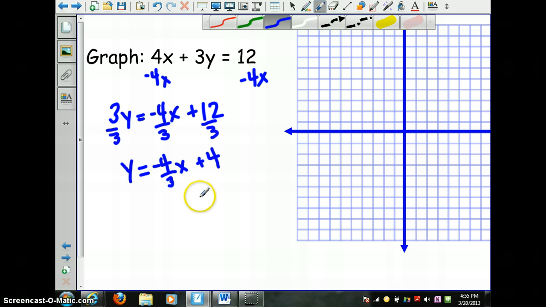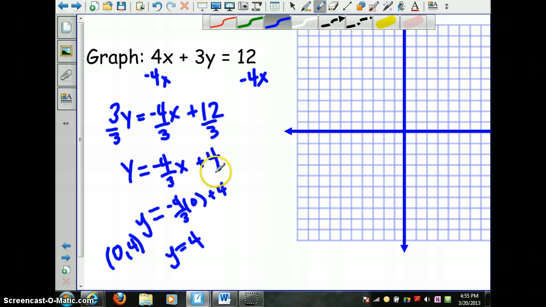Okay. I'm going to go ahead and find my y-intercept first because this is going to be way easier when we have solved for y. So we have y equals a negative 4/3 times 0 plus 4. That's going to be easy. Y equals 4. So our y-intercept is going to be 0, comma 4.